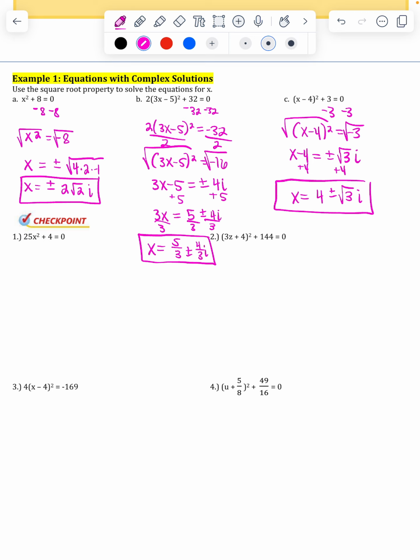Okay, so for the checkpoint questions, let's try numbers 1 and 2. You can pause the video if you'd like, and then press play when you're ready to check your answers.